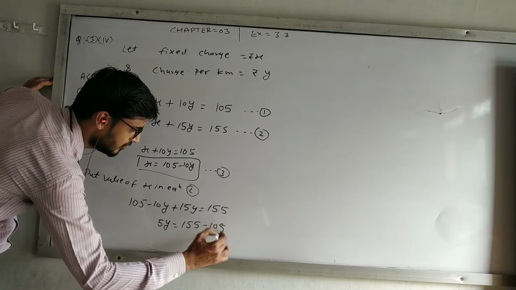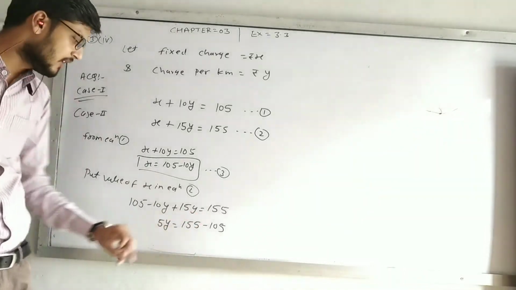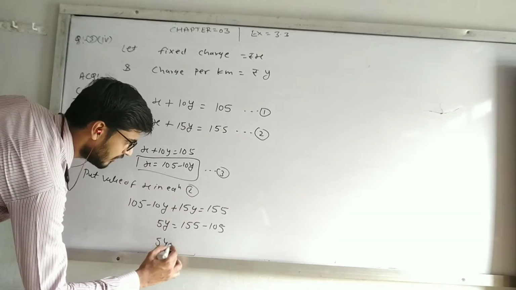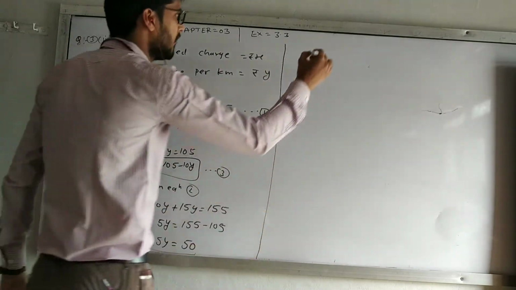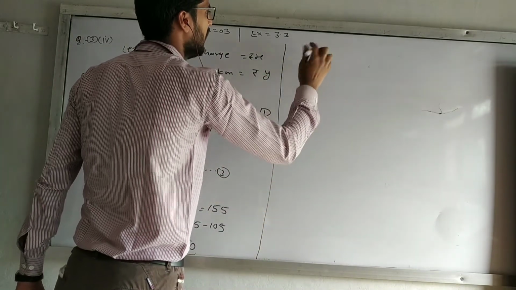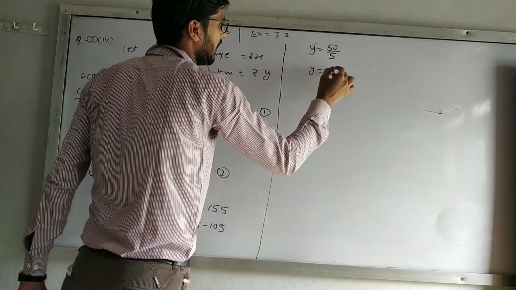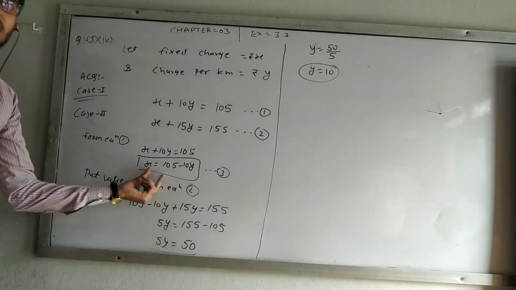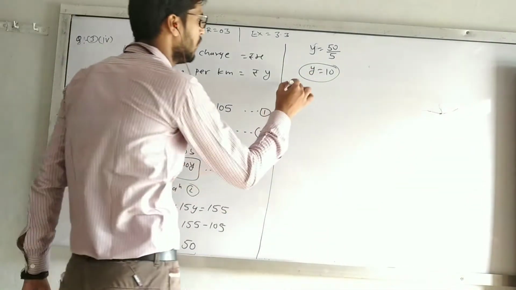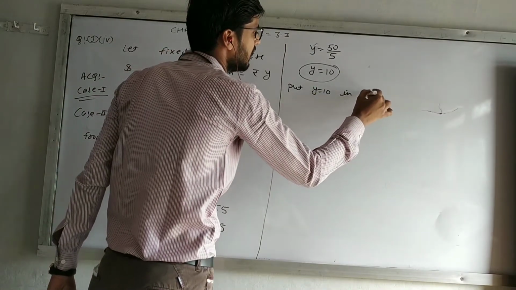155 minus 105. This is positive; we shift it to the RHS, so it becomes negative. So 5Y equals what? 50. So Y equals 50 upon 5. So we get Y equals 10. Now we put this Y equals 10 in equation third. We get the value of X.